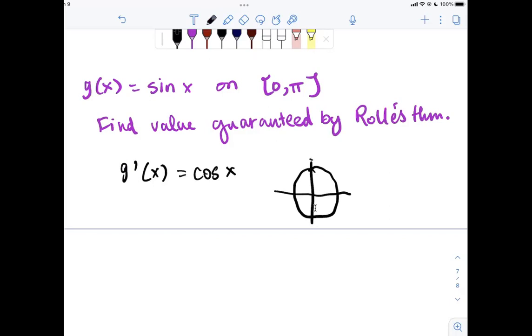So it's equal to 0 at every pi over 2 plus some multiple of pi. But in this case, we just want our value between 0 and pi. So the answer is just going to be pi over 2.